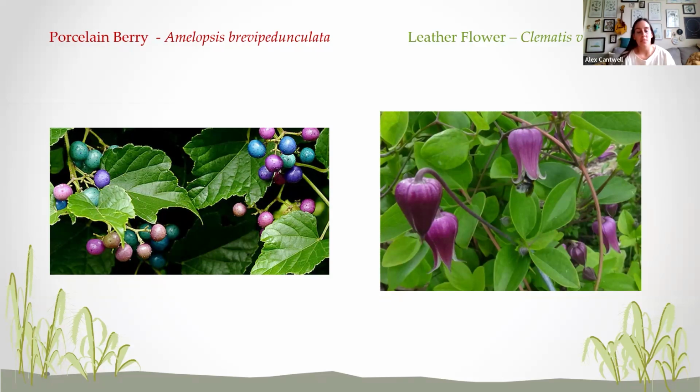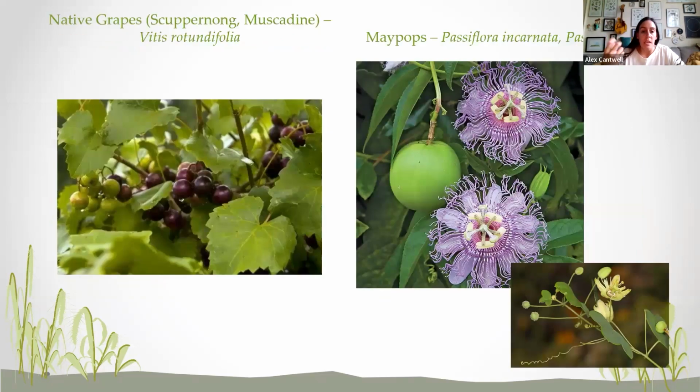For folks that really like the flowers and the purples on that, we have a native clematis. I love this one, leather flower with those bell shaped flowers. Again, a really good one for climbing. And then for folks that want the berries, I like to remind folks that we do have native grapes. Scuppernongs and muscadines are more recognizable, those larger grapes that are sweeter. But we also have a number of other grapes that are native.